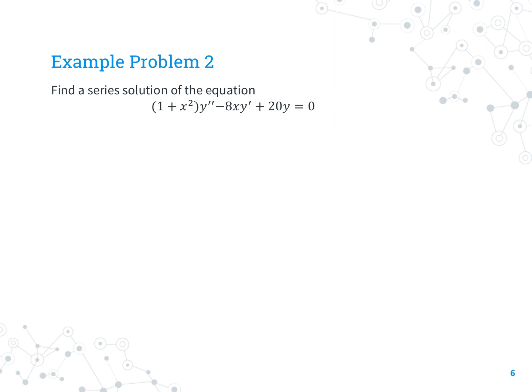So in this case, we're looking at 1 plus x squared times y double prime minus 8x y prime plus 20y equals 0. I'm going to choose to center the series at 0 again, because if x naught is 0, 1 plus 0 squared is still 1. It does not make p of x equal to 0, so I'm going to choose x naught to be 0 again. So let's let x naught equal 0 and center our series around x naught equals 0.